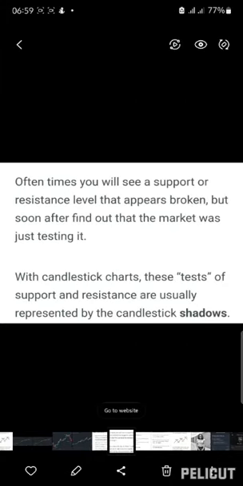Oftentimes you will see a support or resistance level that appears broken, but soon after find out that the market was just testing it. With candlestick charts, these tests of support and resistance are usually represented by the candlestick shadows. I will explain to you what I mean by this statement. I actually got this write-up online, so I will explain to you what the writer means by this statement.